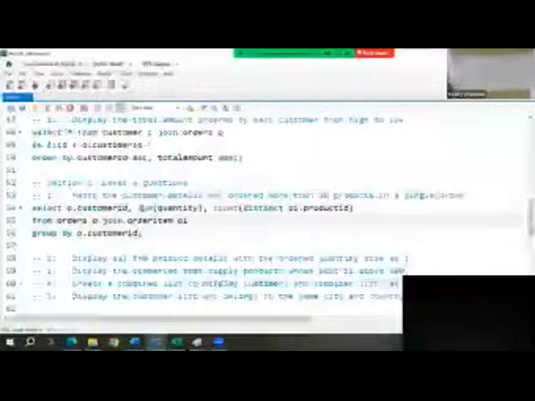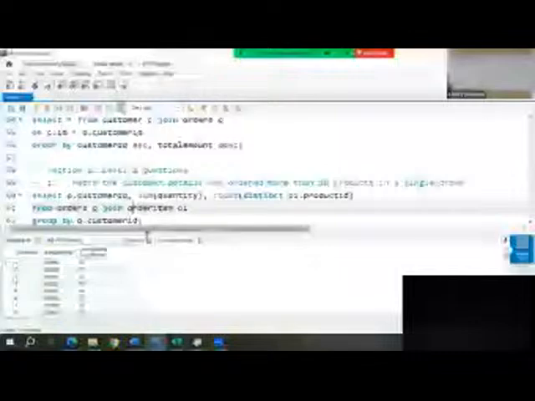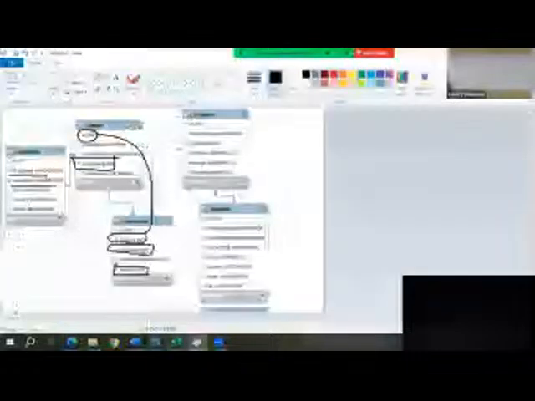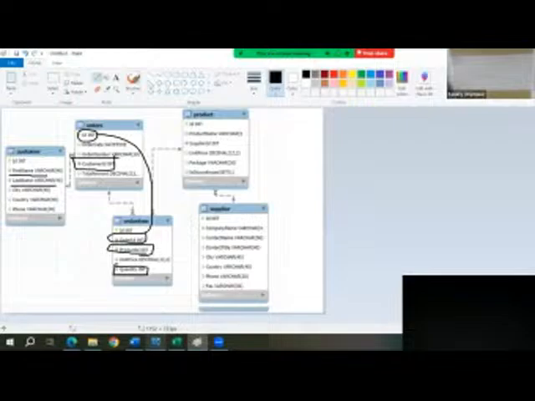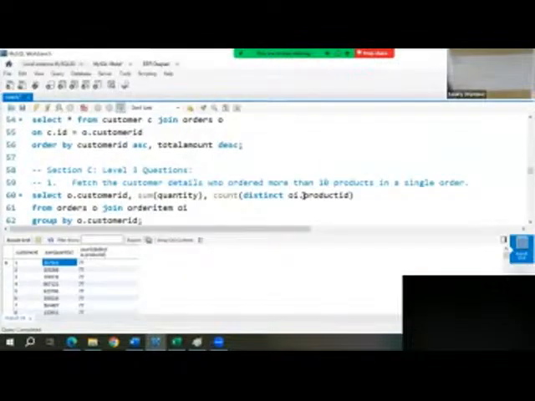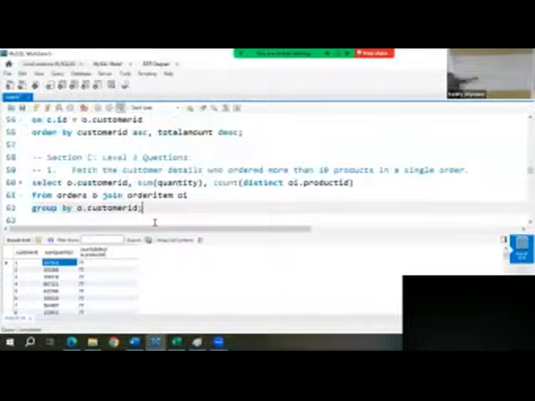Why is it taking so long? Count distinct of product ID for this is okay in a single order, right? This has to be done within a single order, not all the orders combined. So I have to add something to get it in a single order. What modification should I do here? I'm getting this sum and count for all orders. I want it for a single order. So what should I add here?